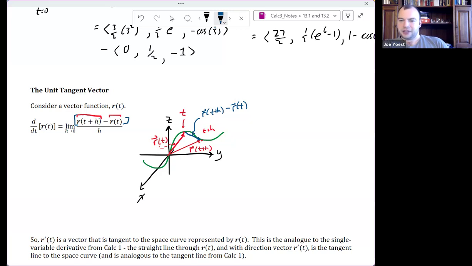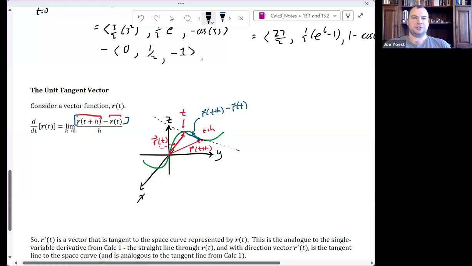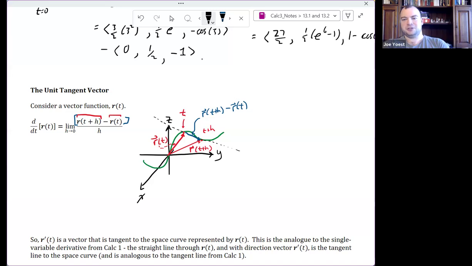I could imagine that vector, I've kind of run out of colors at this point, but maybe I'll reuse black here. I could imagine that vector, if I continued it out, would look like a straight line connecting those 2 points. And that straight line would be kind of like a secant line that cuts through the curve at 2 points.